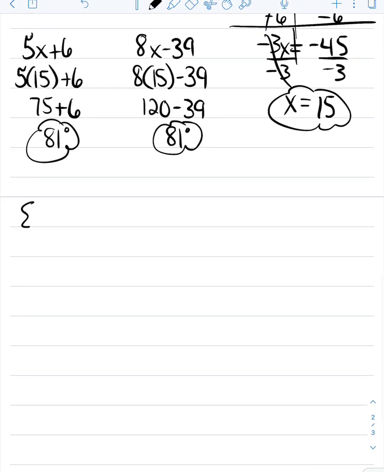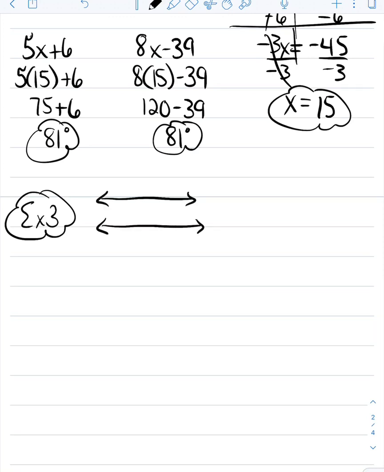Example 3. So let's draw our parallel lines this way this time. I'm going to draw my transversal here. And this angle is negative 8x plus 8. And I'm going to label this angle as negative 6x plus 20.